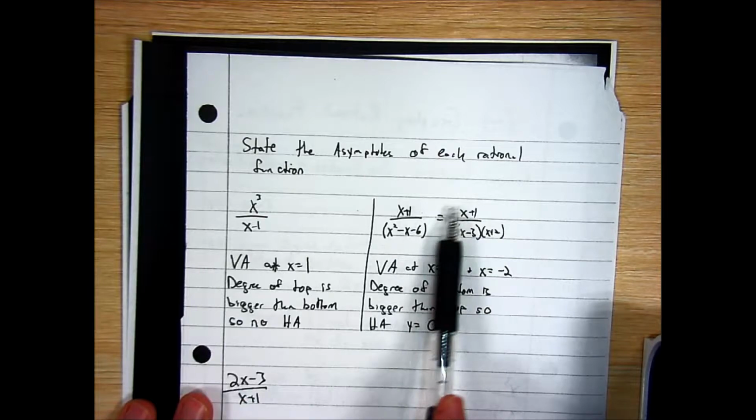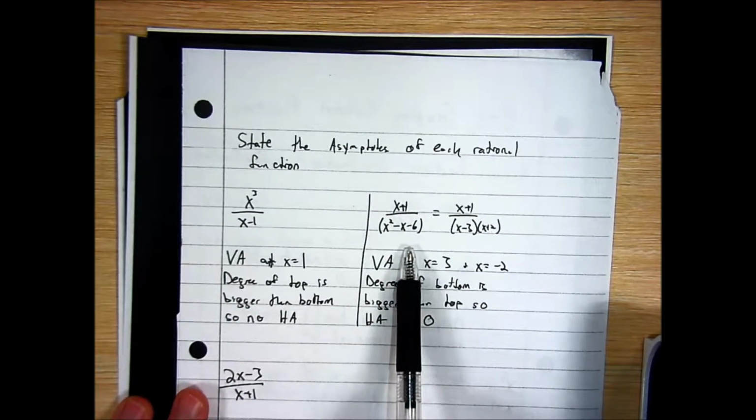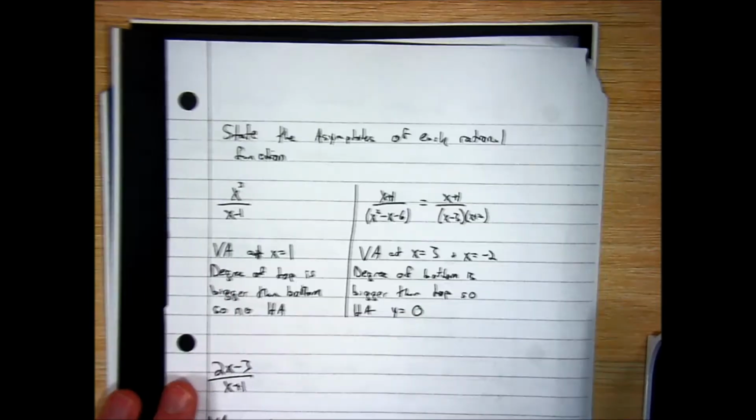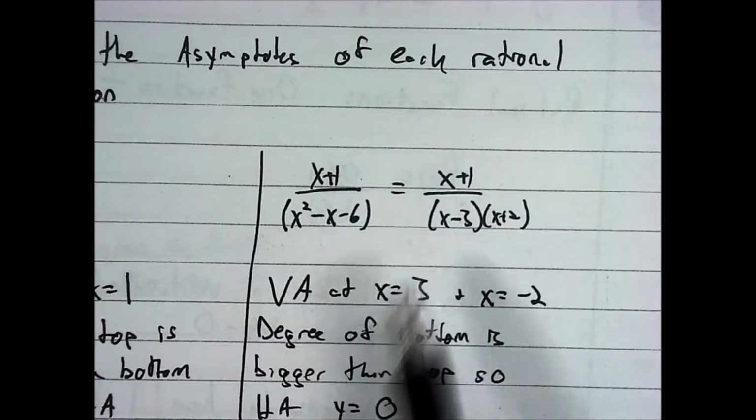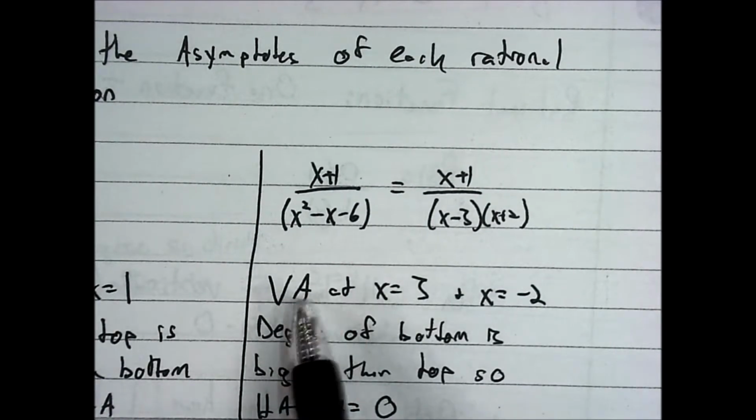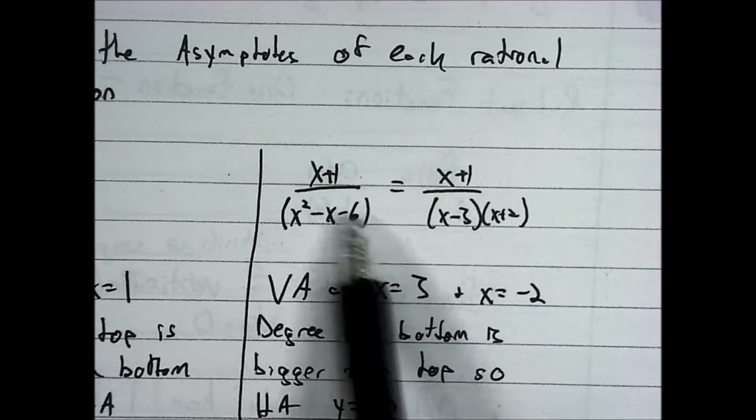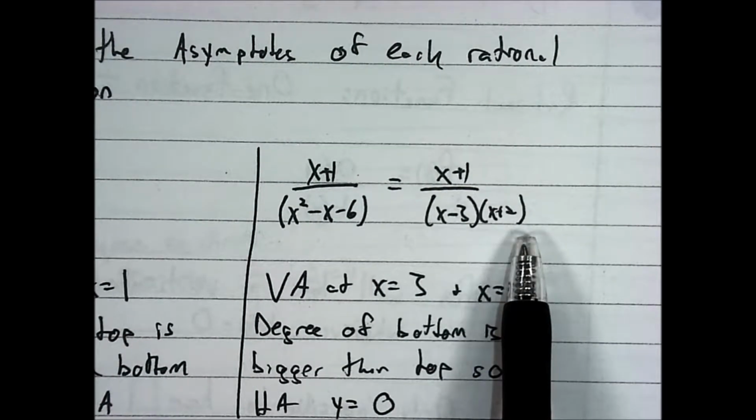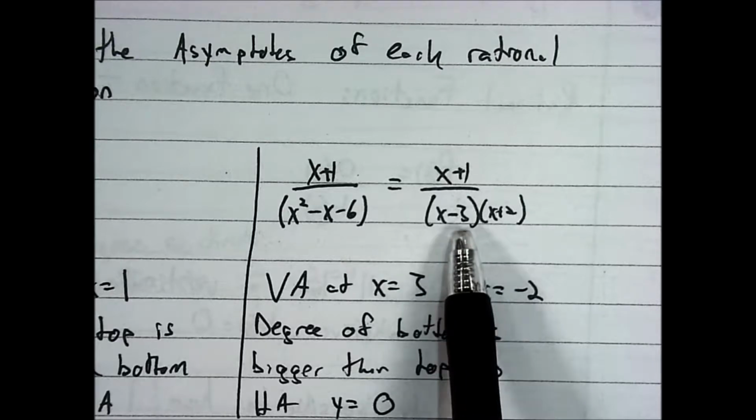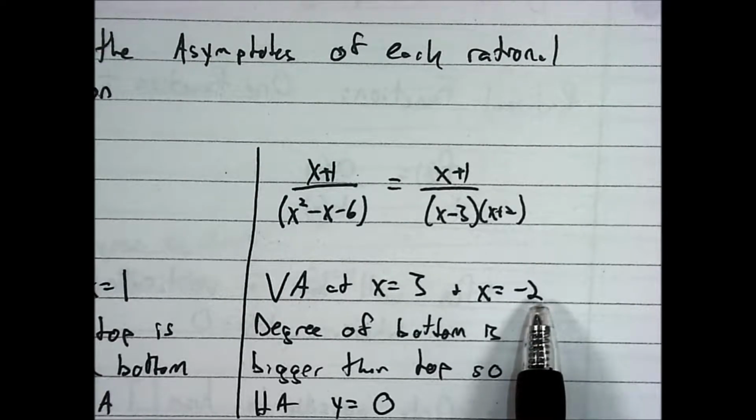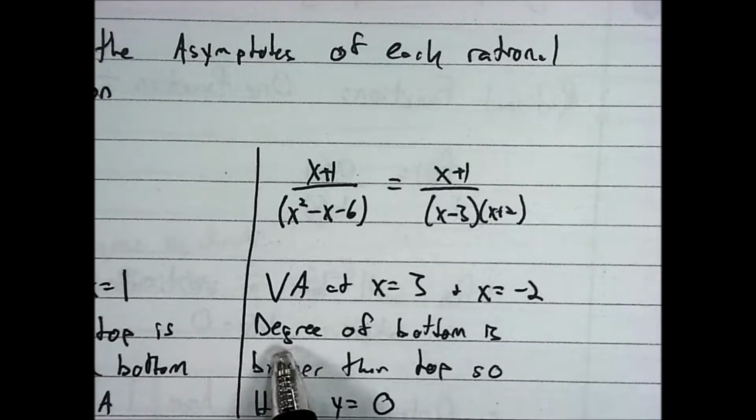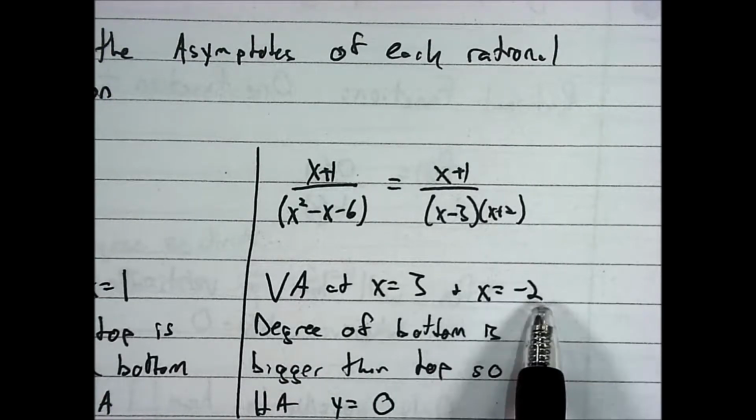Here we have x plus 1 over x squared minus x minus 6. Okay? So to get my vertical asymptotes, I'm going to need to factor that out. This is going to factor out to x minus 3, x plus 2. So what makes this equal 0? 3. What makes this equal 0? Negative 2. So my vertical asymptotes are going to be at 3 and negative 2.